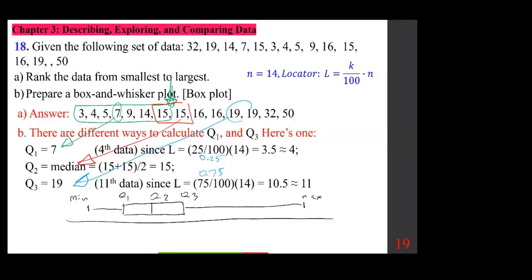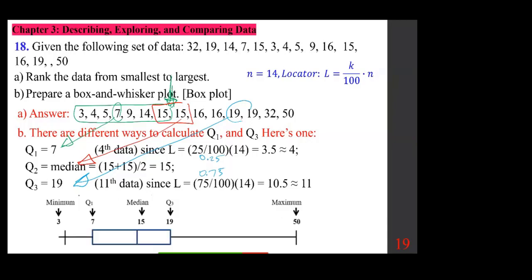Of course, you want to make sure it's to scale. So I'm going to erase that and again give you what we had. Why is it called the box and whisker plot? This is the box and this is the whisker.